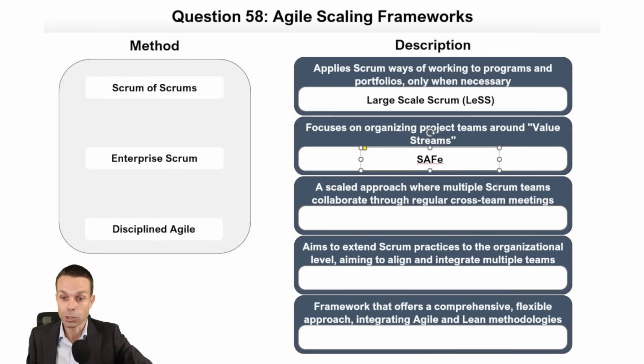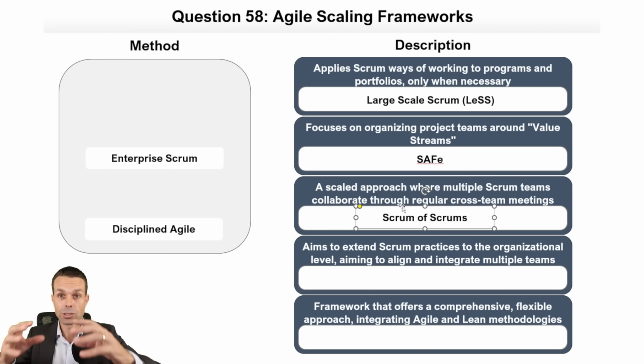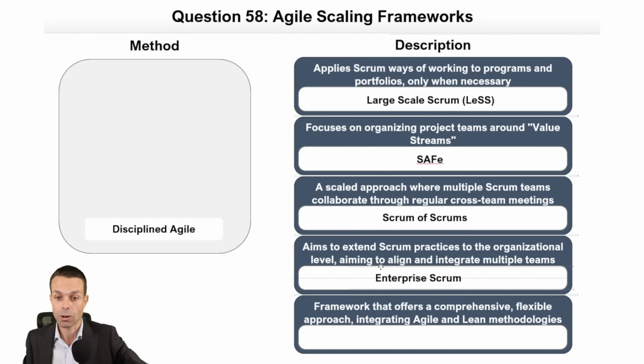A scaled approach where multiple Scrum teams collaborate through cross-team meetings. I'm not sure about that. We've got a few others. Aims to extend the Scrum practices to the organizational level. Okay, between these two, I think Scrum of Scrums is just having Scrum like a program at a portfolio level. So at a team, program, and portfolio level, basically more Scrums across more teams with a person representing the project team at a program level, for example. But Enterprise Scrum, that's when we're extending Scrum practices across the organization.